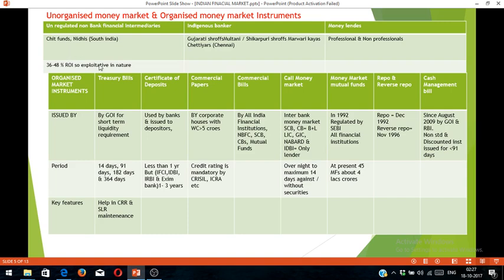Because the rate of interest is around 36 to 48%, which is very exploitative in nature. Generally these money lenders, indigenous bankers, are exploiting poor people because they are charging a higher rate of interest. They are charging 2%, 3% monthly rate of interest. So if you start a business and take a loan at a rate of 40%, 50%, you will not get any profits.